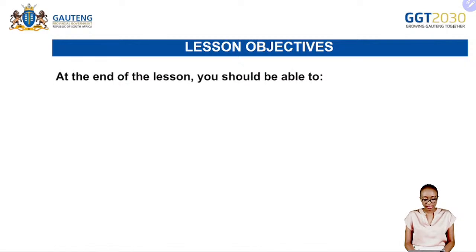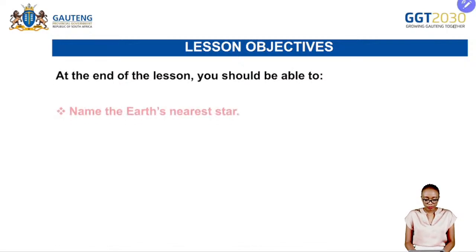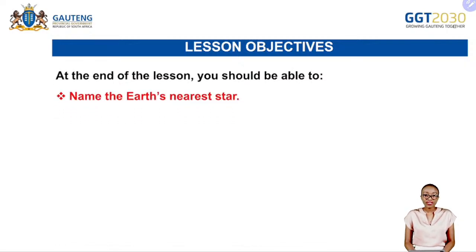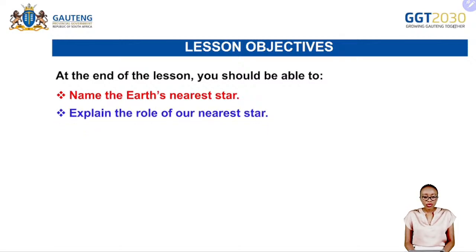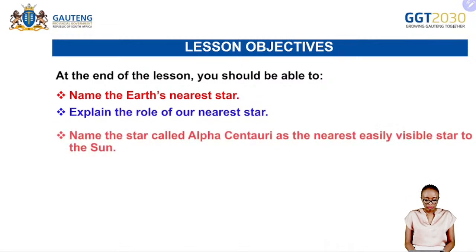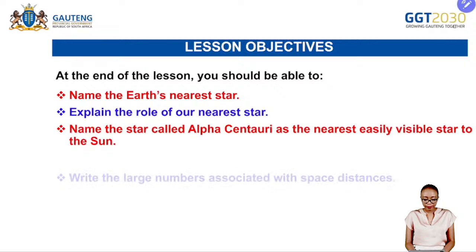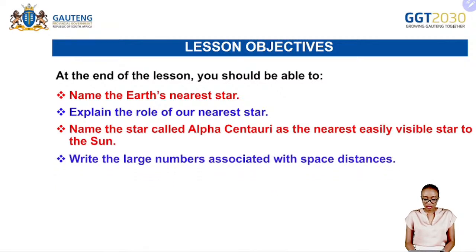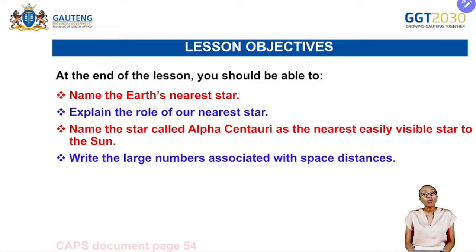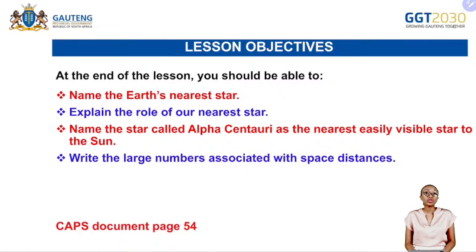At the end of the lesson, you should be able to name the Earth's nearest star, explain the role of our nearest star, name the star called Alpha Centauri as the nearest easily visible star to the Sun, and write the large numbers associated with space distances. All this can be found in your CAPS document on page 54.